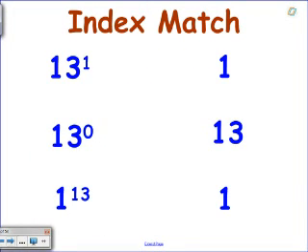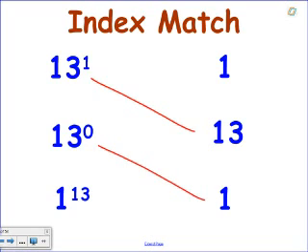So on the left hand side of the questions, what is 13 to the 1, 13 to the 0, 1 to the 13? And your answers are on the right hand side. So we're going to do a match. We're going to draw the lines across and match them. So 13 to the power 1 is 13. This is where people do get confused. 13 to the 0 is the number 1. And 1 to the power of 13 is 1. I did it that way.